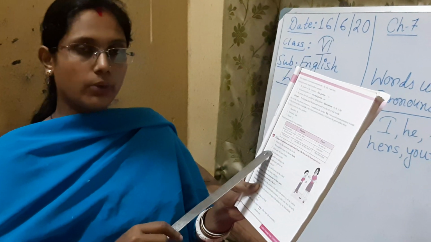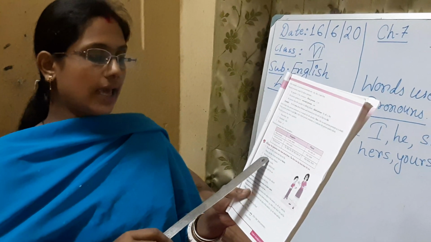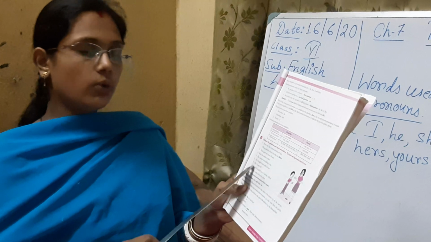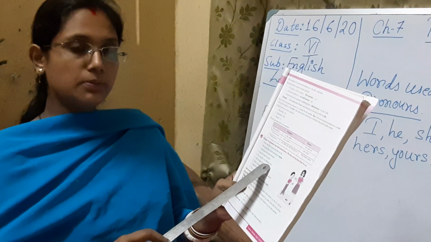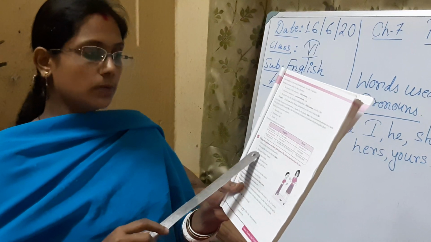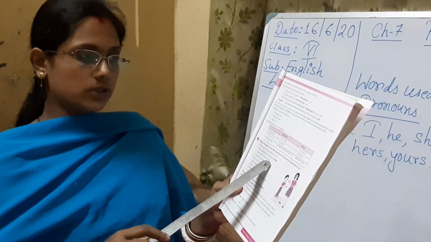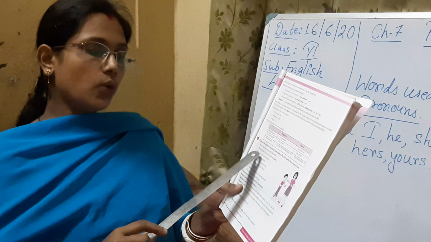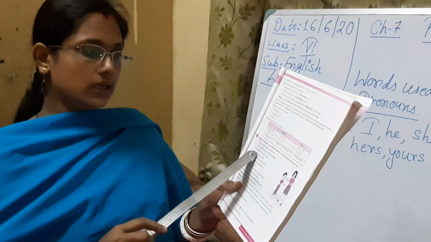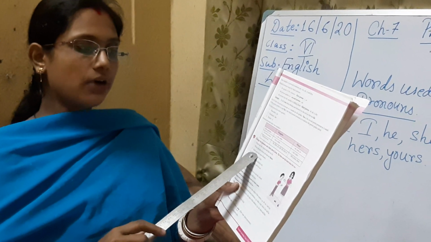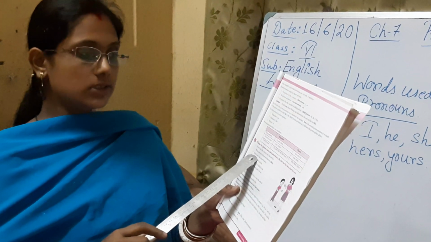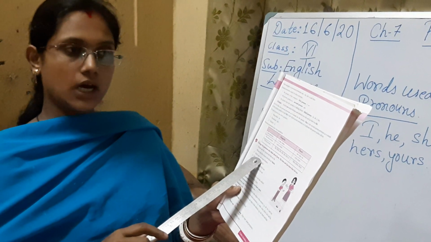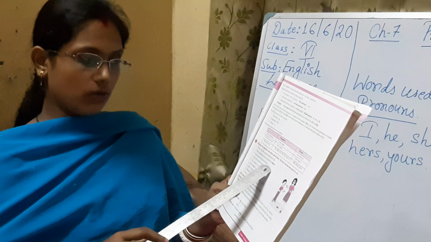Now see question number 2. Rohit gave me some flowers. Now which is the singular pronoun here? Me. You can change this me into plural. So Rohit gave me some flowers. Now what can you write? Rohit gave us. Instead of me you will write us. Rohit gave us some flowers.